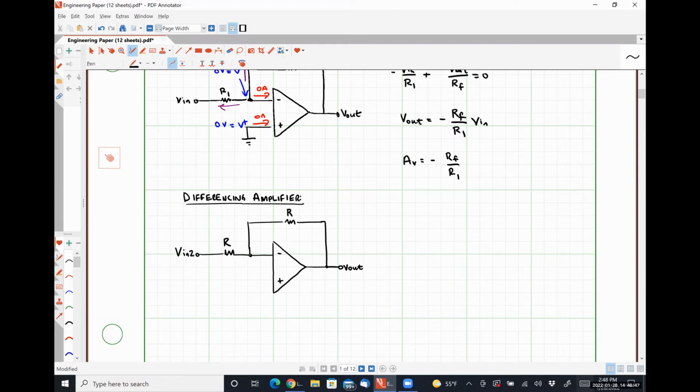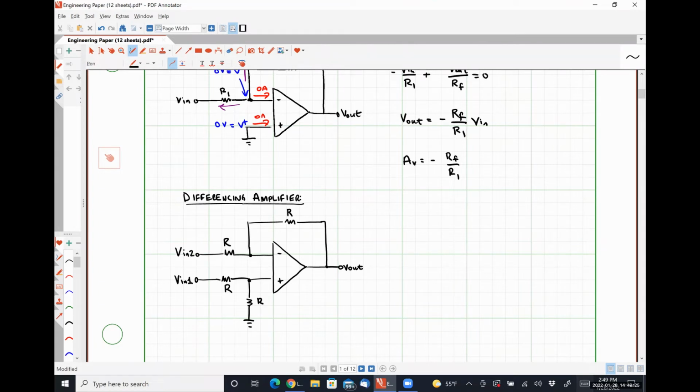On the non-inverting input side, let's have the following circuit. We have another resistor R. And then between the non-inverting input terminal, we are going to have a voltage source VN1.